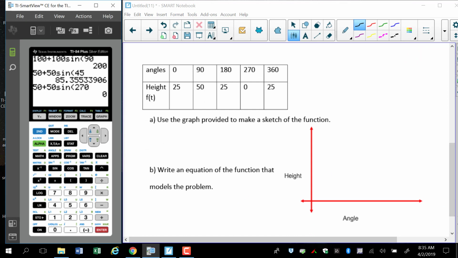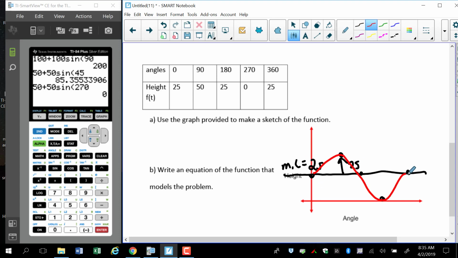So let's say we have a function here, which at 0 starts at 25, goes to 50, 25, 0, 25. What we notice is that we have a midline that's equal to 25. We have an amplitude that's equal to 25. What does it look like? Something like this. If we wanted to write the equation, it would be 25 plus 25 sine of A.